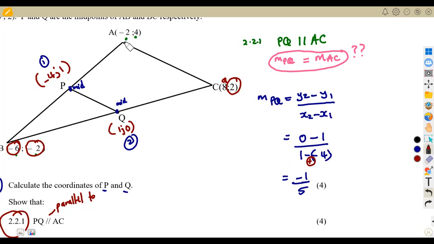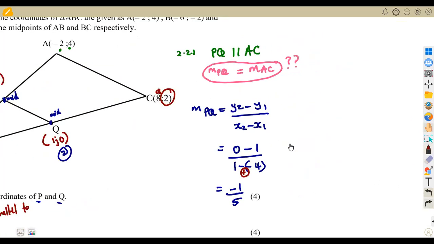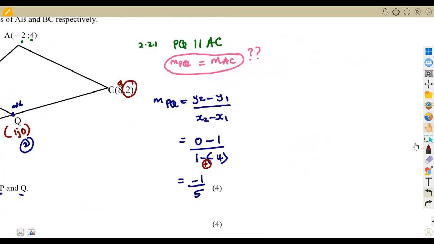And we now need the gradient of AC, this line AC. Okay, so let's find the gradient of line AC. So we have the formula already. I'm not going to rewrite this formula. We have the formula y2 minus y1. So on AC, this is what we have to consider now. This is point A and C. So you can consider this as your first point and this as your second point.